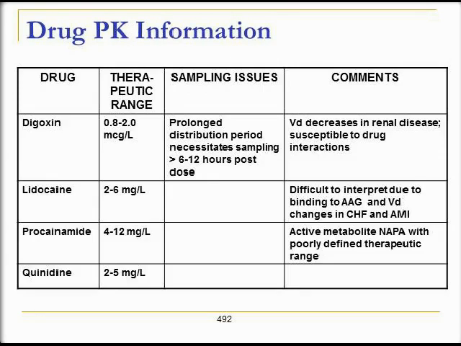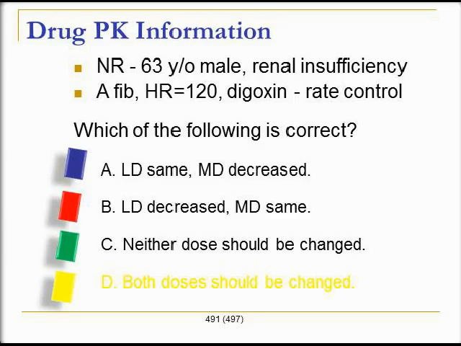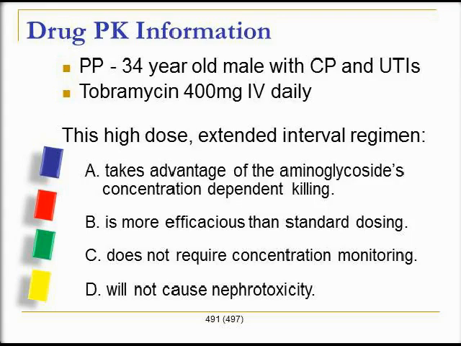Again, this is information on digoxin and other drugs that aren't used as much anymore. Digoxin volume of distribution decreases in renal disease, so watch out for that. Digoxin can also be susceptible to drug interactions; I mentioned that with P-glycoprotein earlier. Because volume is decreased in renal disease and because clearance is decreased in renal disease, the correct answer is D. Both doses need to be changed because of those issues.